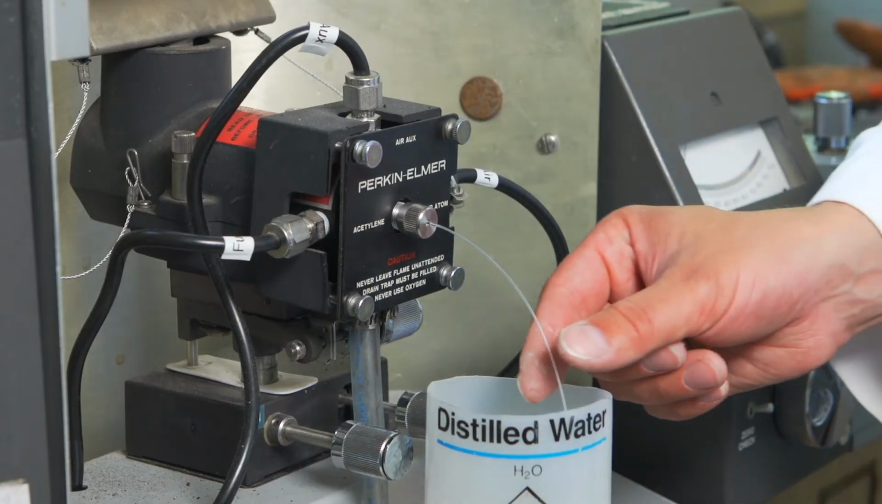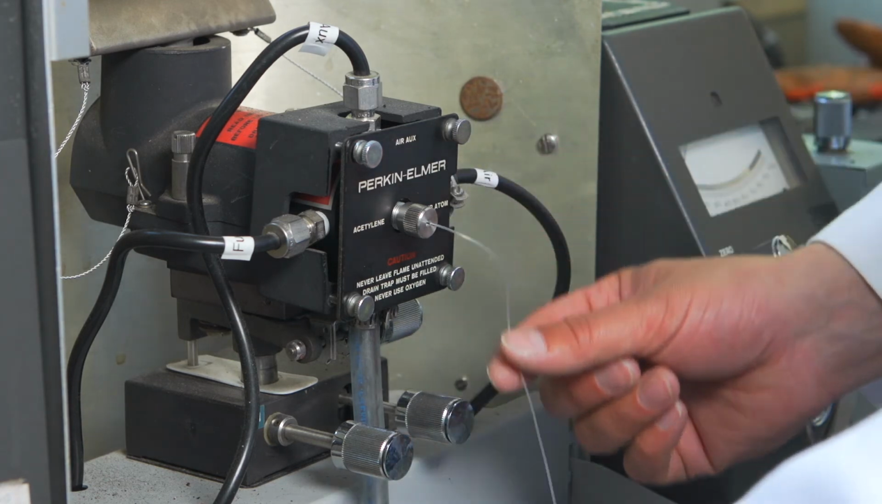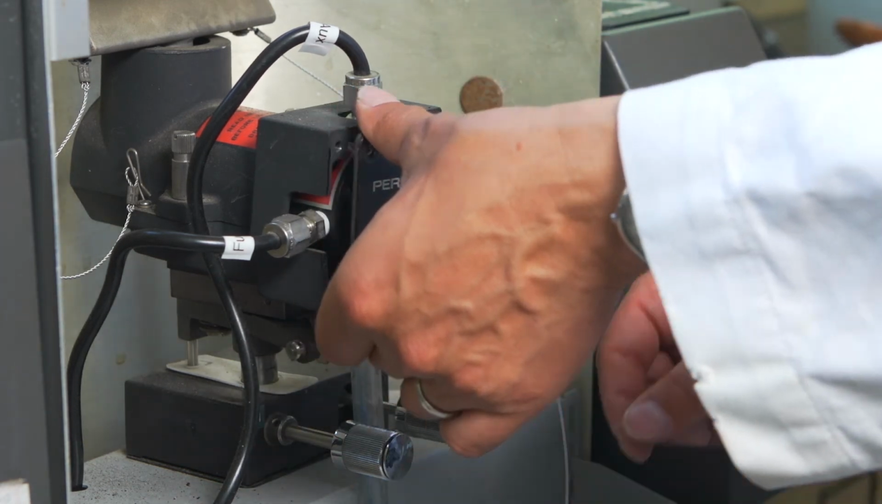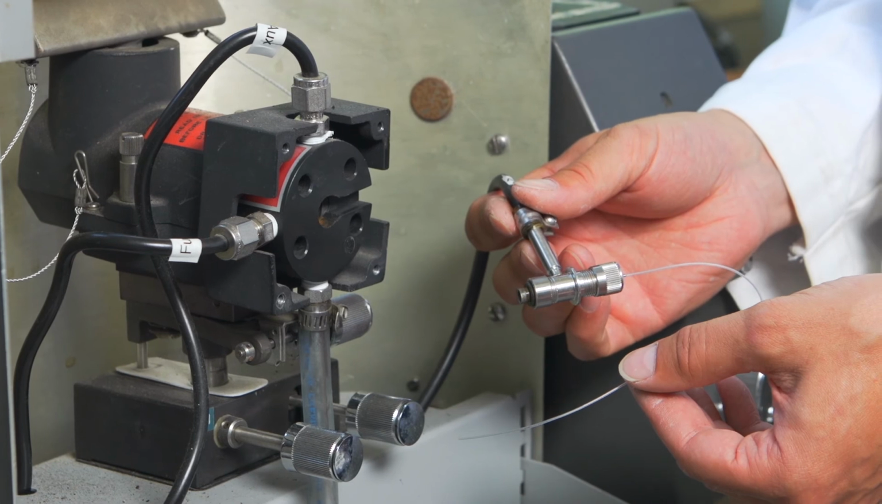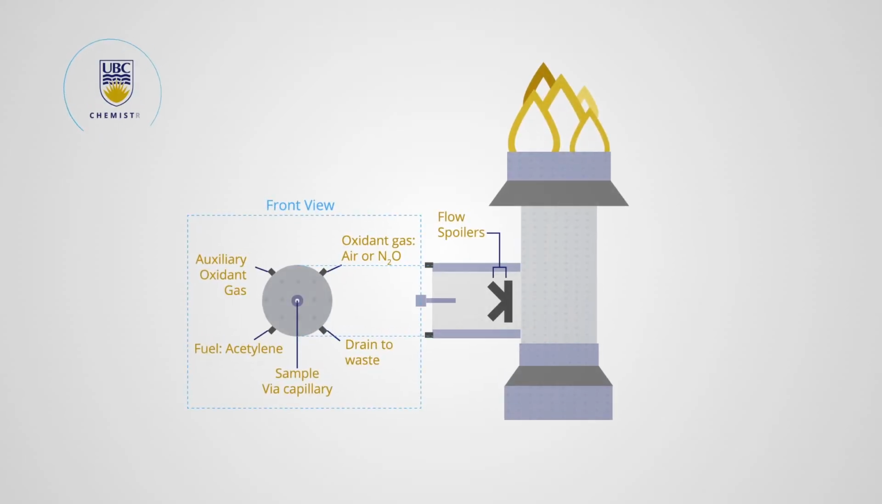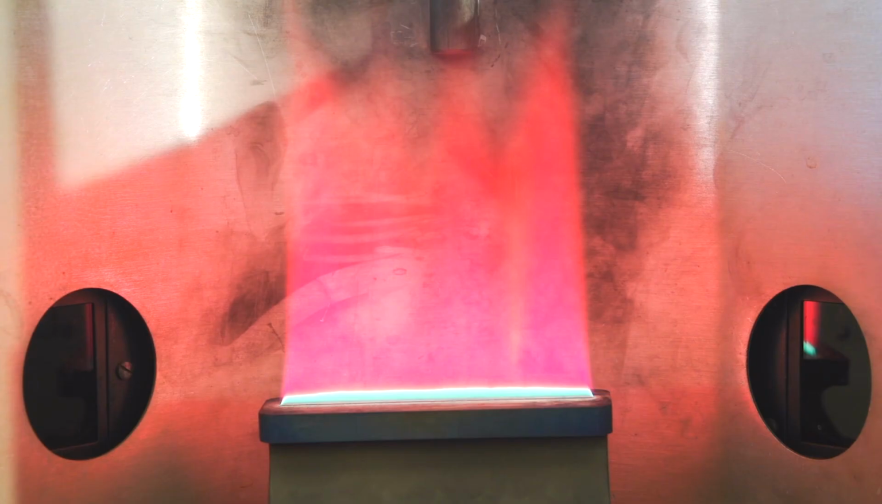The sample is introduced into the instrument through the capillary. In the nebulizer, the sample is mixed with a fast-moving flow of air and fuel to create an aerosol. Flow spoilers, or baffles, in the nebulizer ensure complete mixing and act to remove larger droplets. In the sample compartment, the flame itself acts as the cuvette. An air-acetylene flame is used in this experiment.